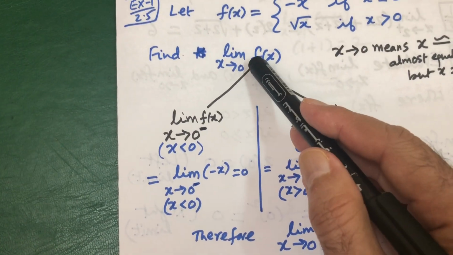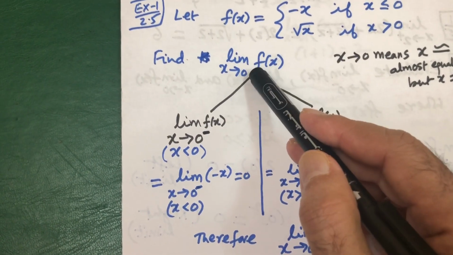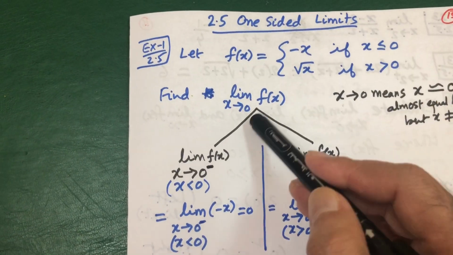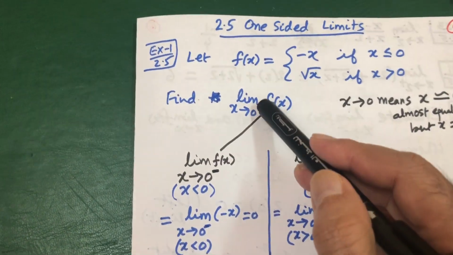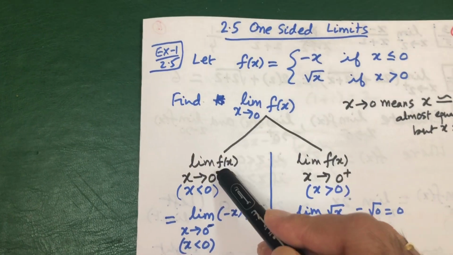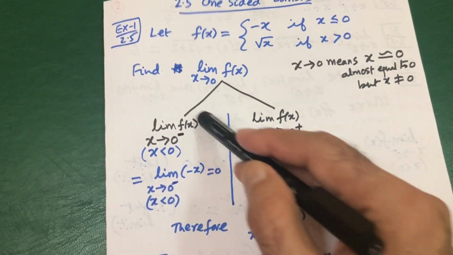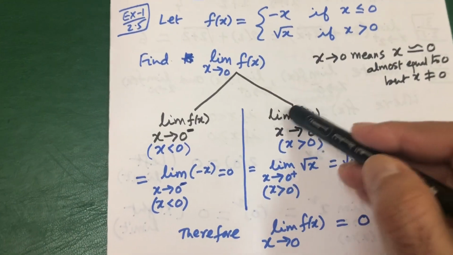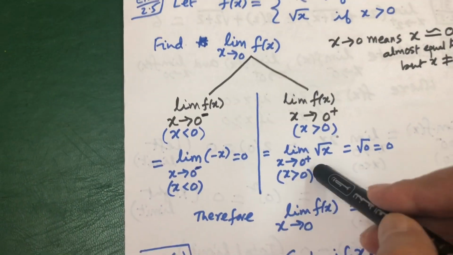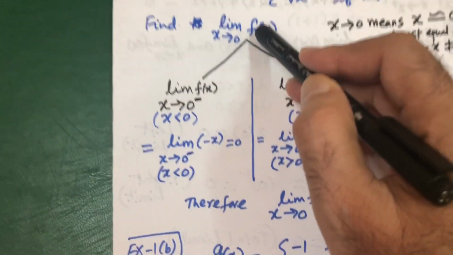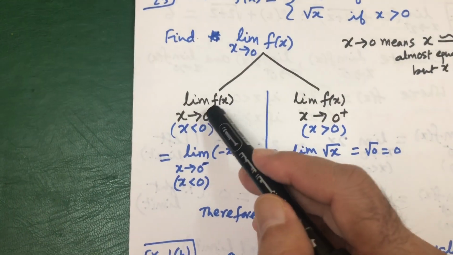Now we want to calculate this limit. Because there is a split function, I also split the answer into two ways. I will calculate the left limit and the right limit. Then if they are equal, I say the total limit exists. So let us do it.